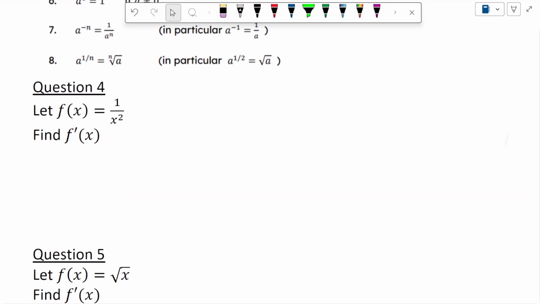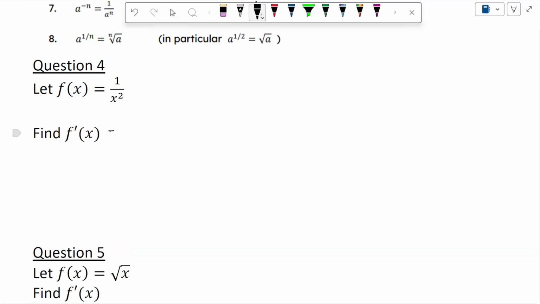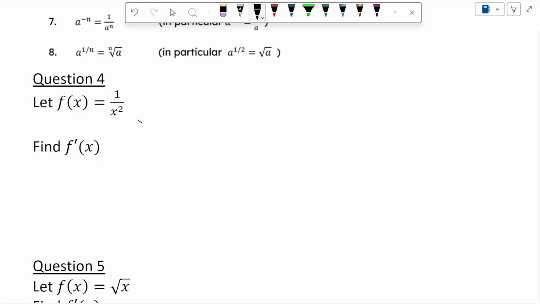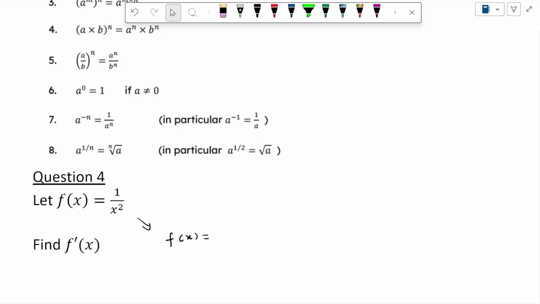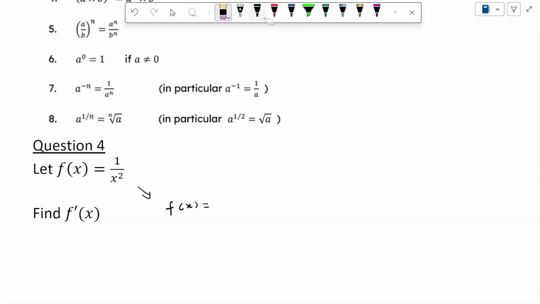And then we can differentiate some more types of functions. So these are a little bit more advanced, but if we have 1 over x squared, how do we get the derivative? Now, this one's a bit weird because we can't just differentiate it straight away. But what I can say is that f of x equals, and then I can use my index law to rewrite it, this one in particular. So we're going to go x to the power of minus 2. That's the original function.